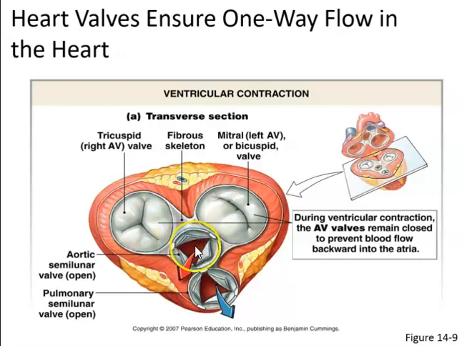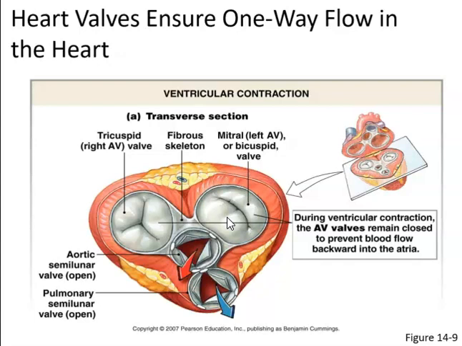If it is open, this means that the ventricles are in the systolic phase, pumping blood through the semilunar valves. And during systole, the two atrioventricular valves are closed. So we have the tricuspid valve on the right, also known as the right atrioventricular valve, as well as the left atrioventricular valve, or the mitral bicuspid valve, on the left.